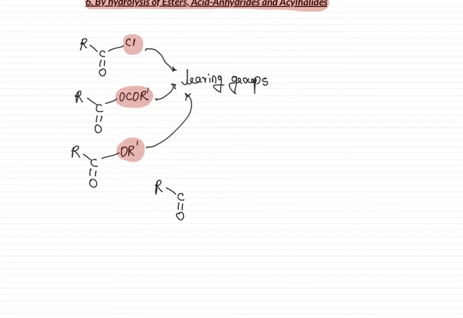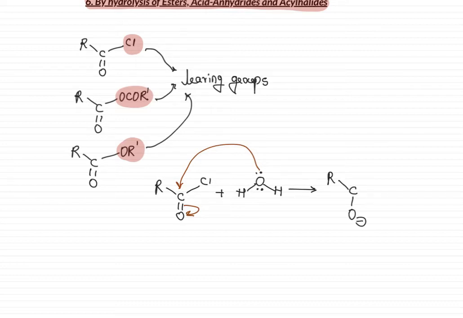RC double bond O and Cl is treated with water. Water has oxygen, which is the nucleophilic center. And the first thing that happens is the pi bond collapses onto oxygen with a nucleophilic attack of oxygen onto that positive carbon. And we have this. Now your leaving group comes into play, and this is your H2O plus.